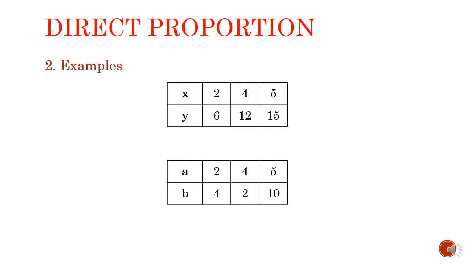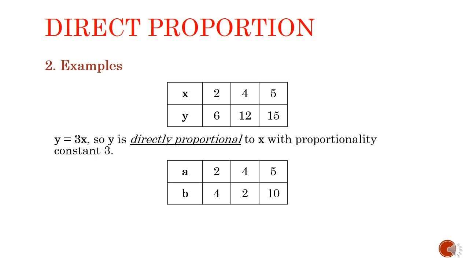In the first table, every single value of y is triple its corresponding value of x. In other words, the values fit the equation y = 3x. So y is directly proportional to x with proportionality constant 3.